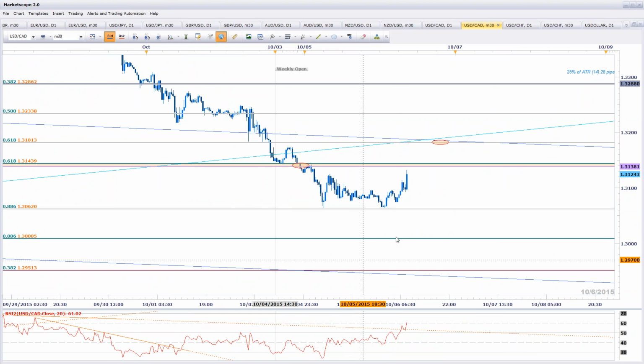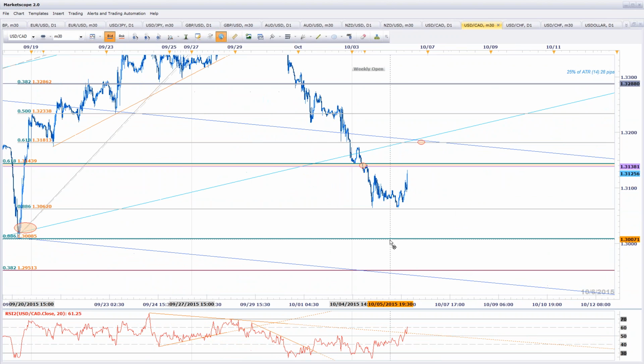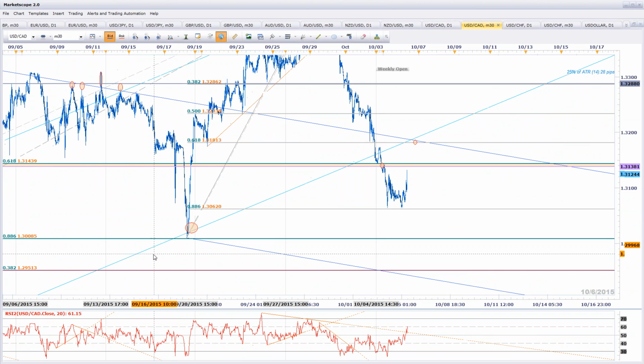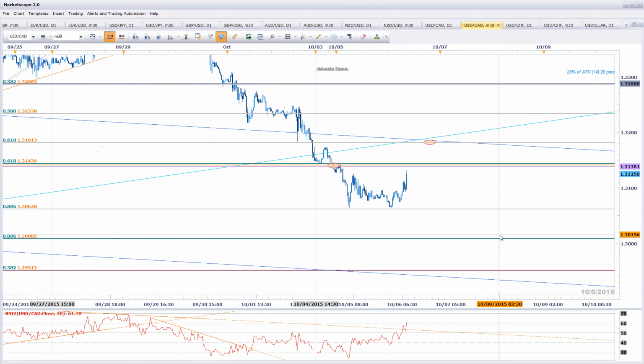Again, the 130 handle is an 88.6, which caught the exact low that you made there on the September open, and then a longer-term target of 29.50. That would be a 38.2 retracement off the lows.